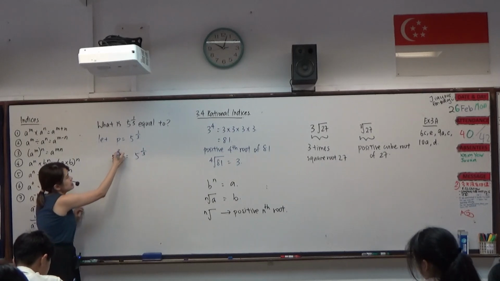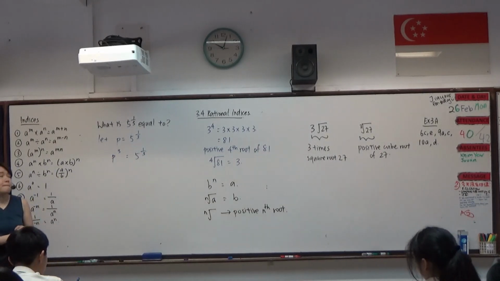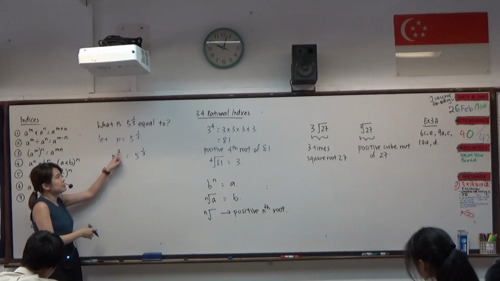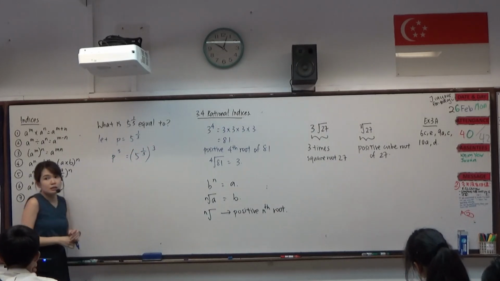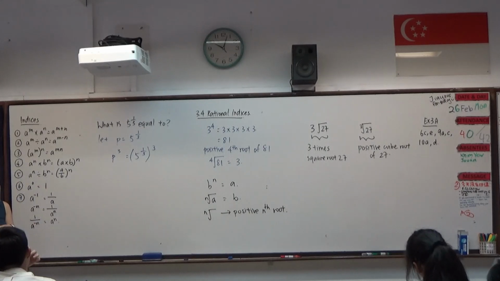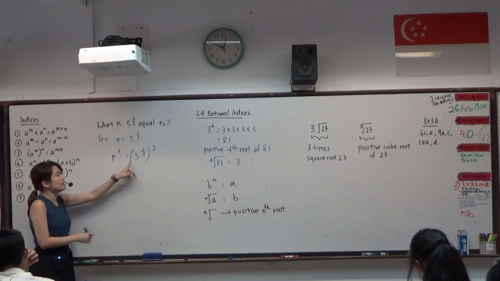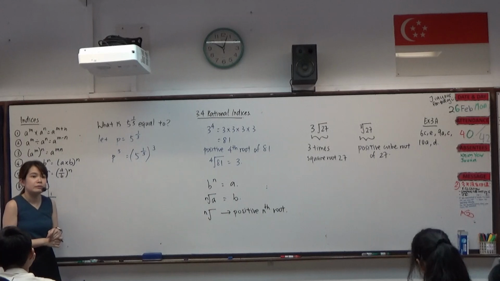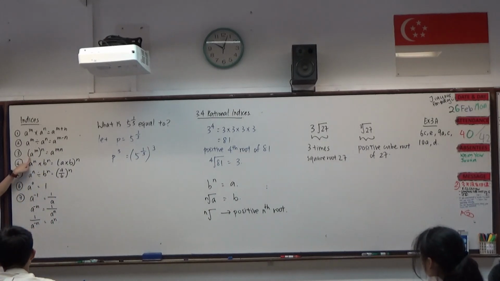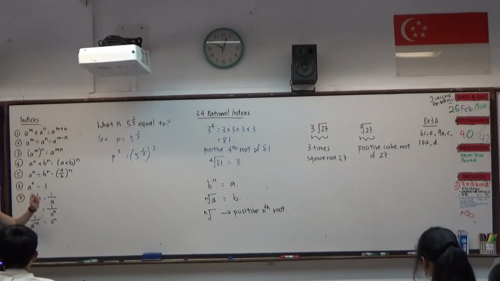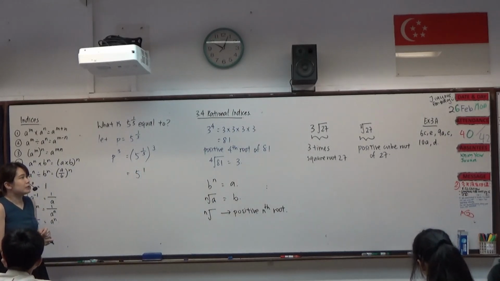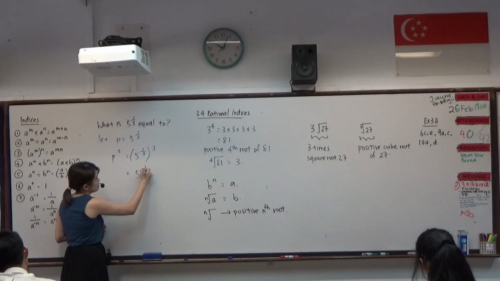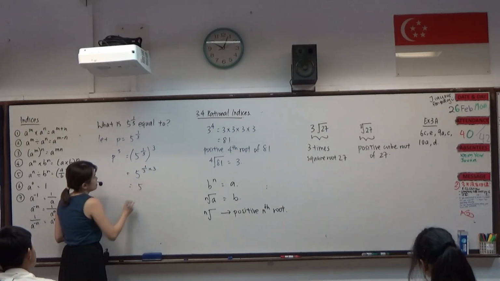I can first find out what is P cube. If I do P cube, that means my 5 to the power 1/3, I also need to cube it. Agree with this so far? So what is 5 to the power 1/3 cubed? Based on our laws, 1/3 times 3 will give us a power of 1, which is 5 now.